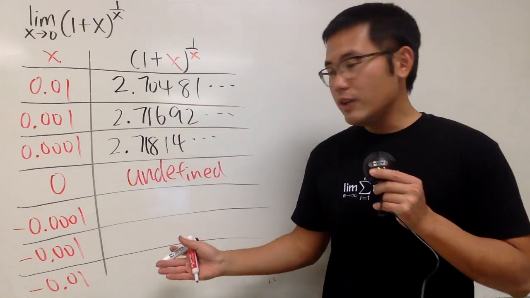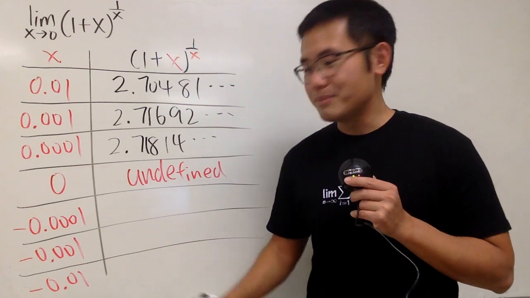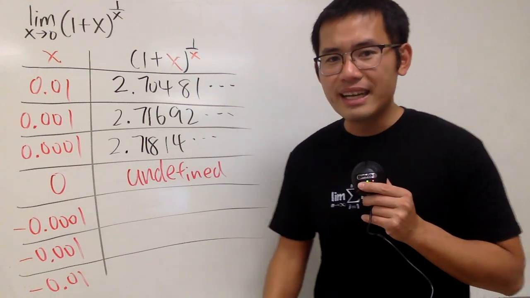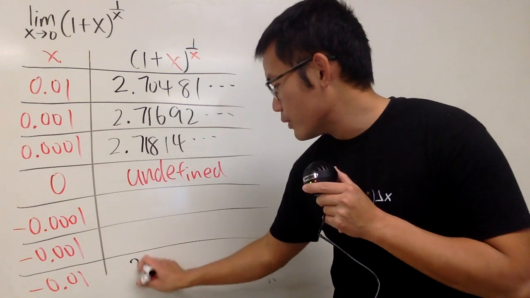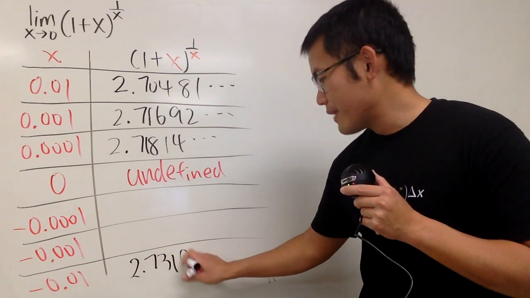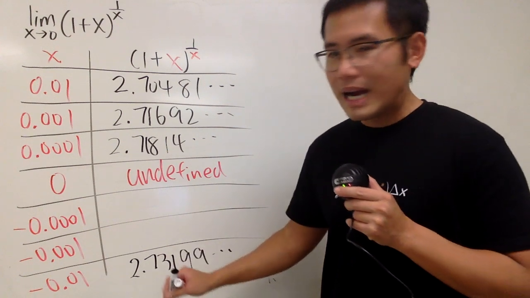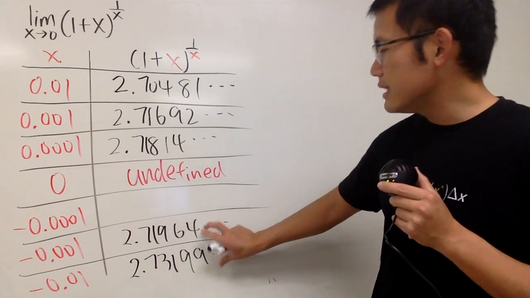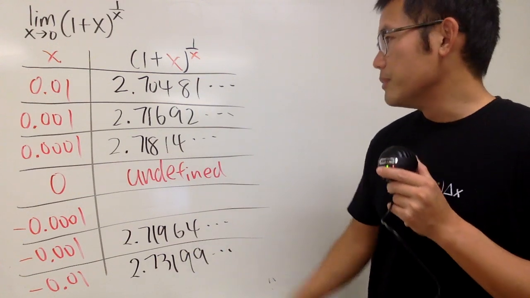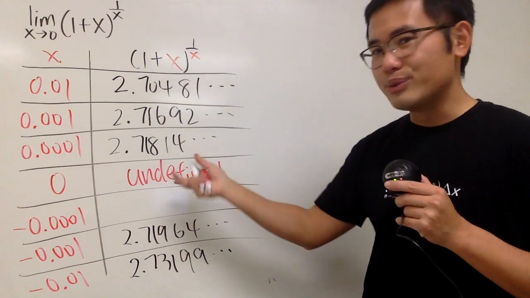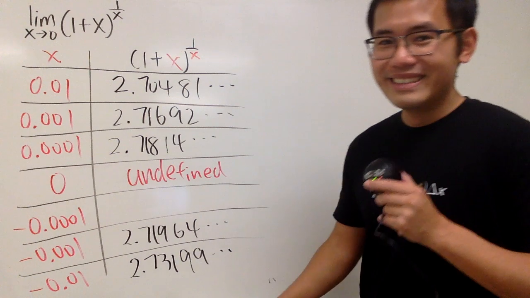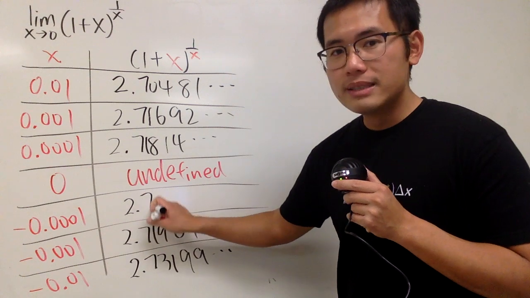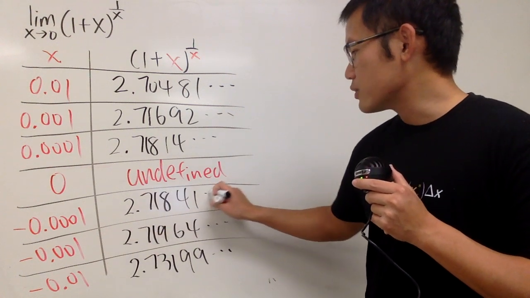Now, if we jump to the other direction, let me start with the bottom, because from here we will be getting closer and closer to 0 from the left-hand side. So we will have 2.73199, and then we will have 2.71964. Notice that these values and these two values are different, because this is not an even function. So you really have to do the table for both directions. For the last one right here, we have 2.71841 and so on.